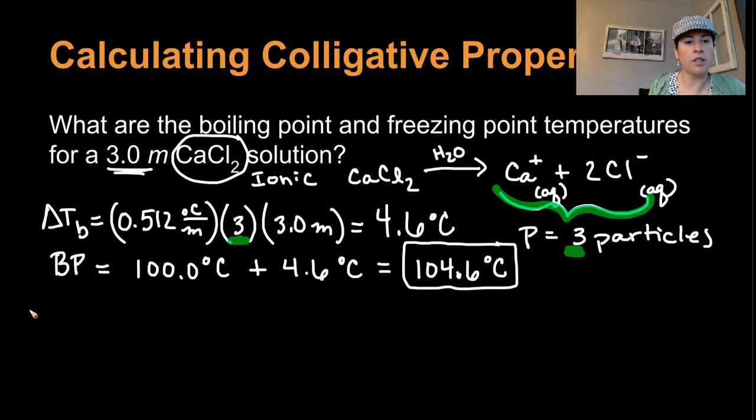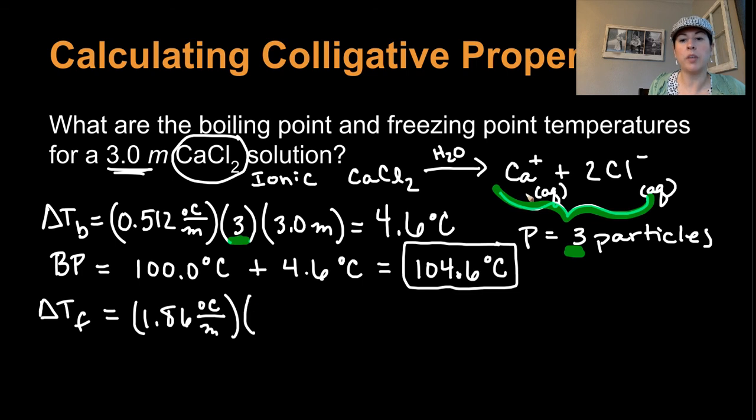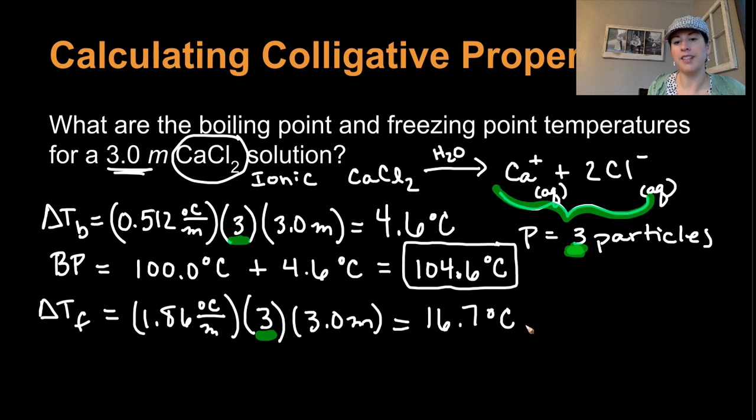All right, let's do this for the change in temperature due to freezing. So our constant value there is 1.86 degrees Celsius per molal. Okay, so that's our constant value. We still are dealing with calcium chloride, so we're still going to have 3 particles, and we also still have 3.0 molal. And so again, this 3 is coming from over here. When we calculate that one out, we get 16.7 degrees Celsius is the change.